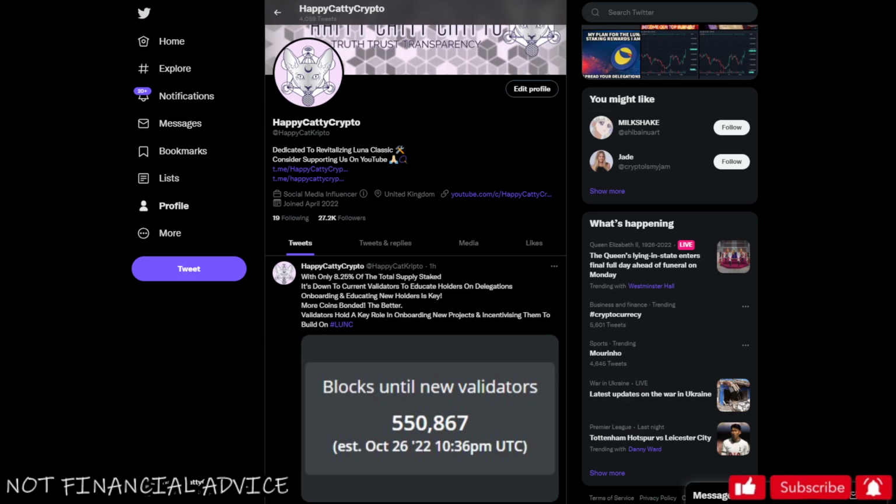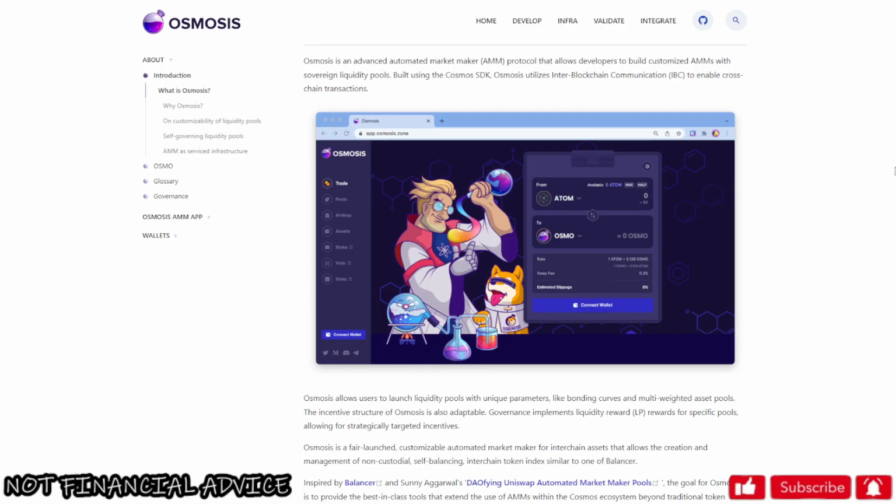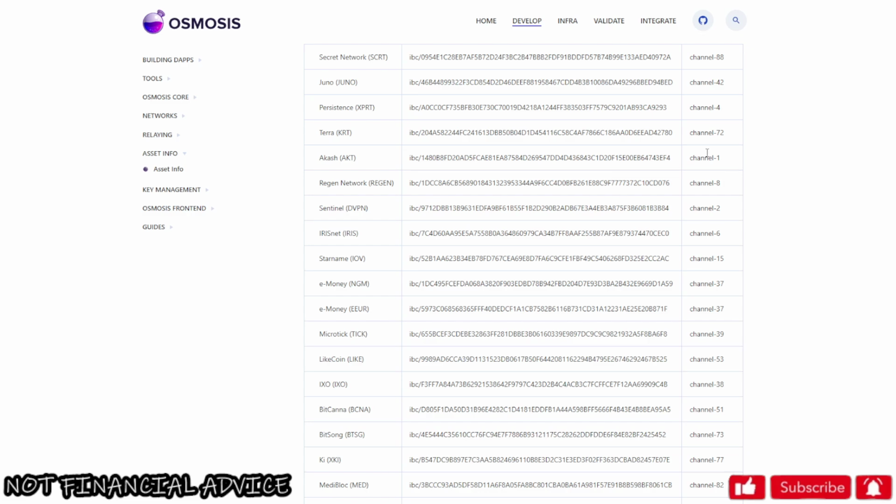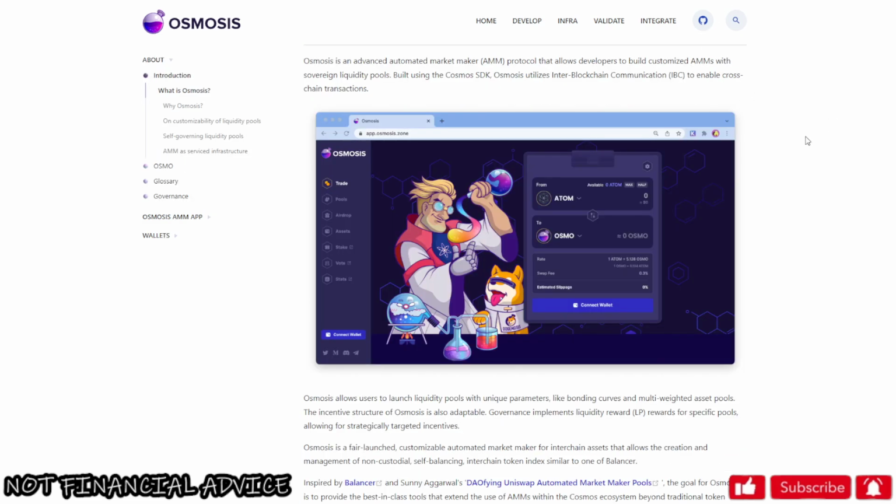So let's talk more about IBC channels. What are IBC channels and everything like that? To start off with, you can find a lot of information about IBC transfers on Terra docs, but we're going to be browsing across a lot of things. So Osmosis itself, we'll start with this. Osmosis is an advanced automated market maker AMM protocol that allows developers to build customized AMMs with sovereign liquidity pools. Built using the Cosmos SDK, Osmosis utilizes inter-blockchain communication to enable cross-chain transactions.